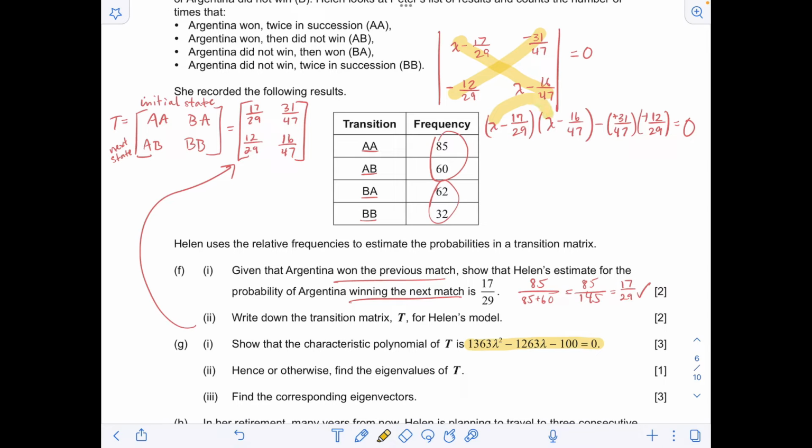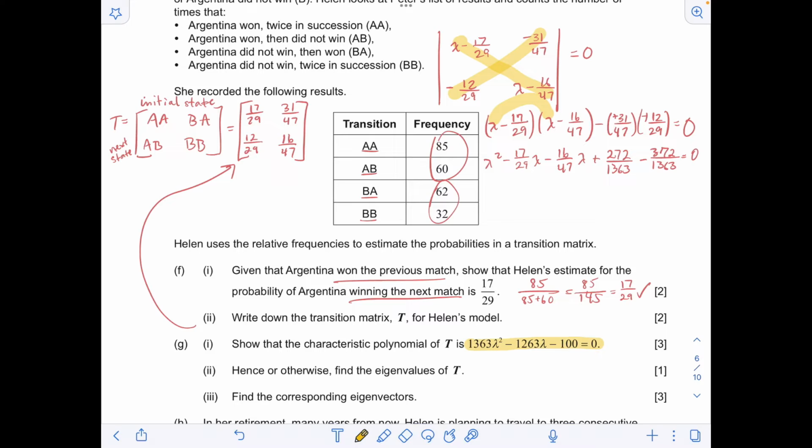I guess we can start by distributing. We get lambda squared minus 17 over 29 lambda minus 16 over 47 lambda plus 272 over 1363 minus 372 over 1363 equals 0. I can, if I want, go ahead and combine like terms here, with those constants.